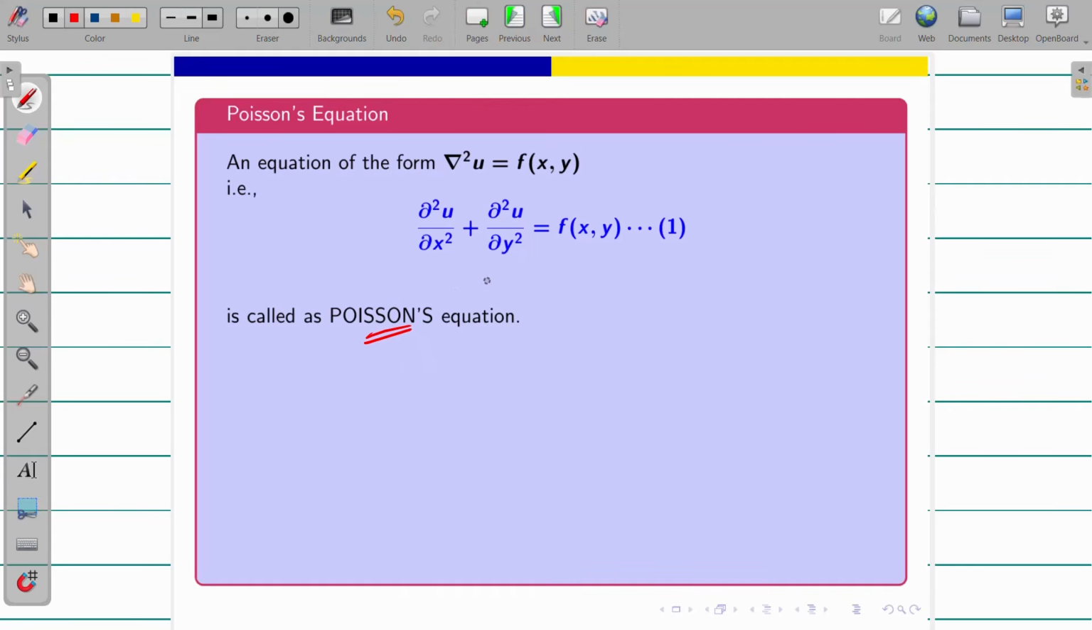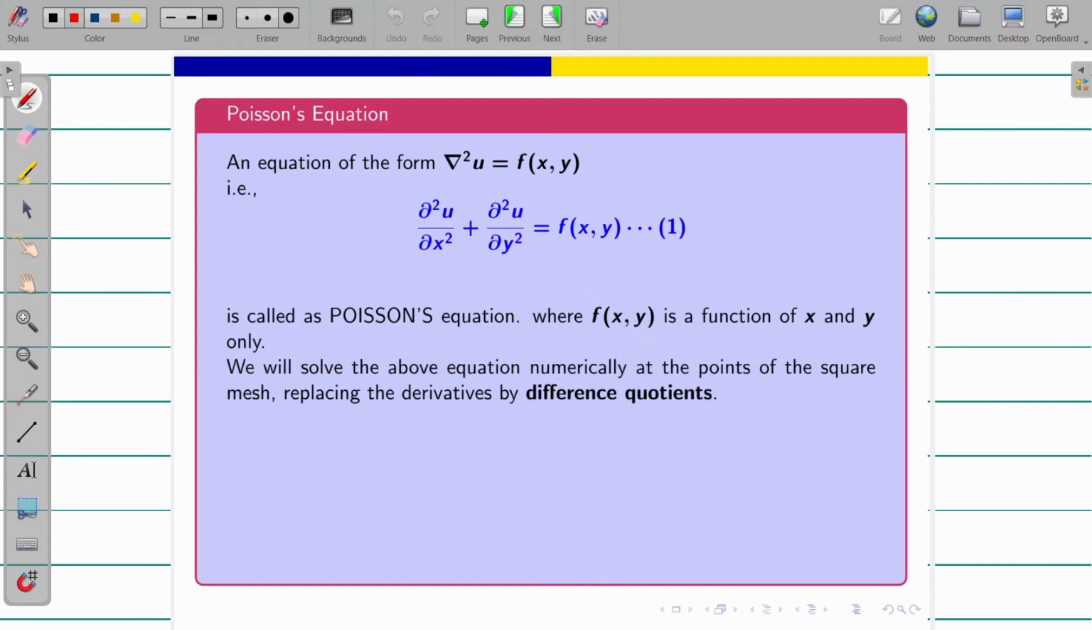There is a possibility, guys, that they may ask MCQs. Simply they will give the equation and ask what the given equation is, with options A, B, C, D: Poisson, Laplace, one-dimensional wave, heat, and that way they may ask. Be ready to answer that also. Now, how to solve it? That is what we are going to discuss here. Here, f of x comma y is a function of x and y only.